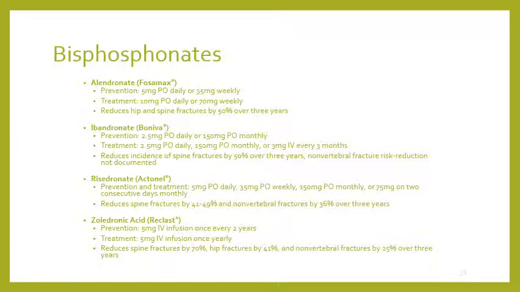Risedronate is also indicated for prevention and treatment, and this can be dosed daily, weekly, monthly, or 2 days out of a month. Risedronate reduces spine fractures by anywhere from 41 to 49% and non-vertebral fractures by 36% over 3 years. Lastly, zoledronic acid is an IV infusion that can be given every 2 years for prevention or yearly for treatment. Zoledronic acid reduces spine fractures by 70%, hip fractures by 41%, and non-vertebral fractures by 25% over 3 years.